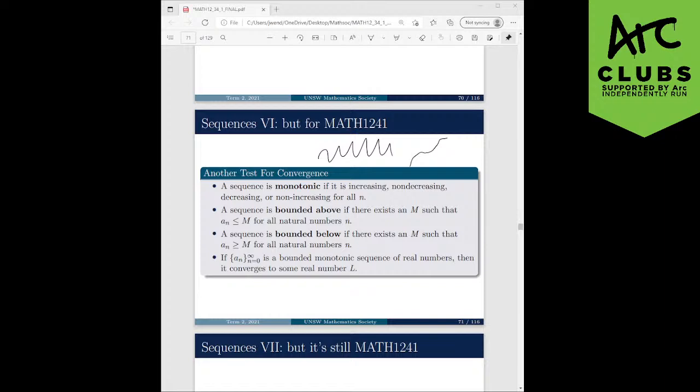Now what to do with this? If your sequence is a bounded monotonic sequence of real numbers, then it converges to some real number L. Then you can go ahead and just slap that theorem down.